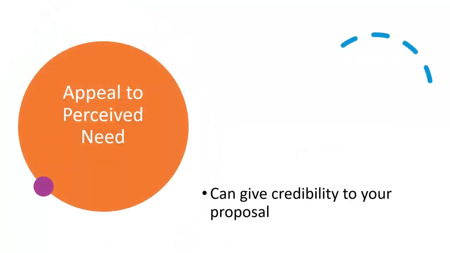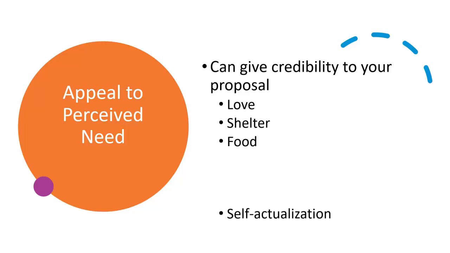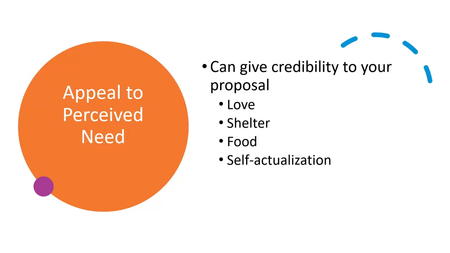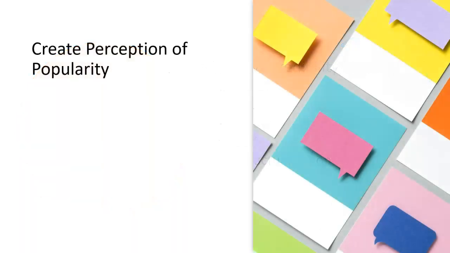You can also appeal to a perceived need. Under here, you want to give credibility to whatever it is you're proposing. So, hey, if you do this, you're going to have love. If you do this, you're going to have the shelter, you're going to have food, and you're going to have self-actualization. So this ability to really rise above and to be the greatest version of yourself. You want to find something and make sure that what you're giving the person is something they need. Even if it's something that they might not actually need, if you convince them that they do need it, you're going to be in a good position right there.